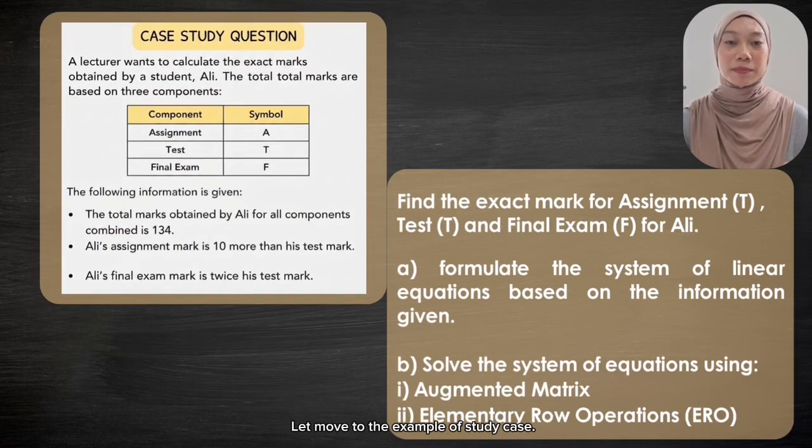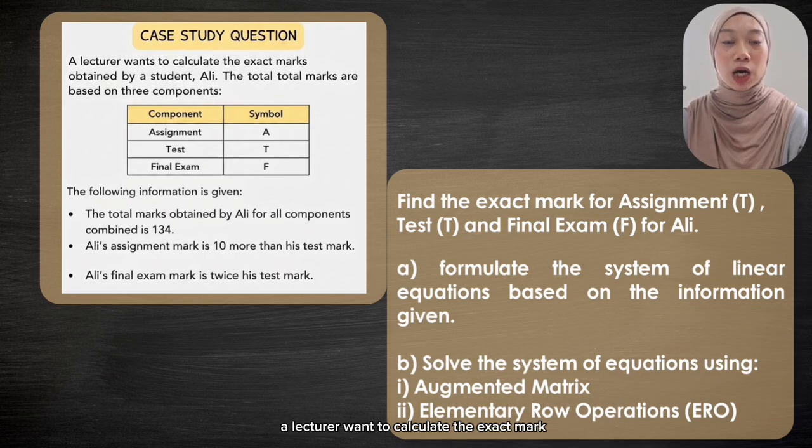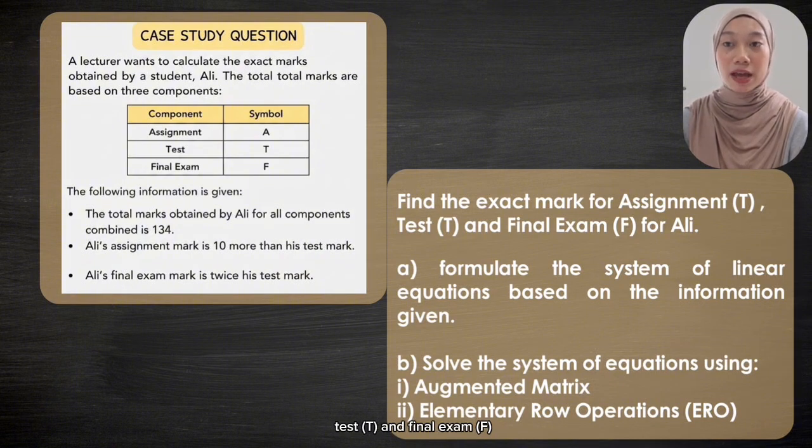Let's move to the example of the case study. In this problem, a lecturer wants to calculate the exact mark obtained by a student named Ali. The total mark is divided into three components, which are assignment in bracket A, test in bracket T, and final exam in bracket F. Based on the information given, the total mark obtained by Ali for all three components combined is 134 marks.